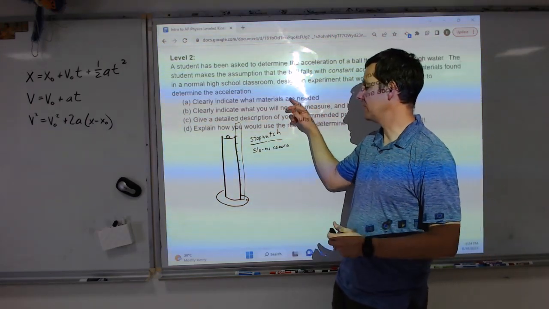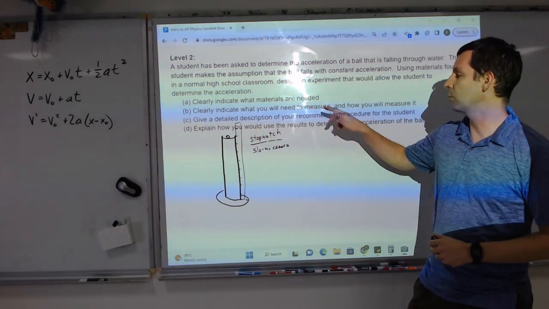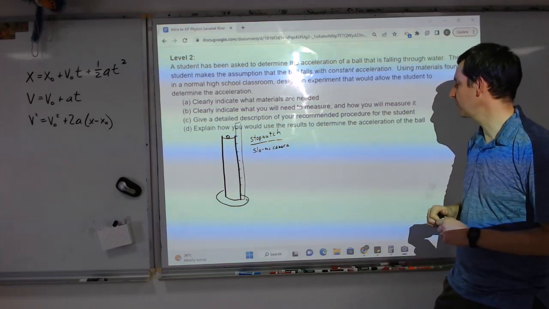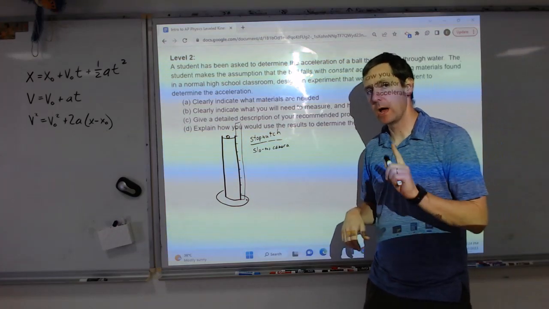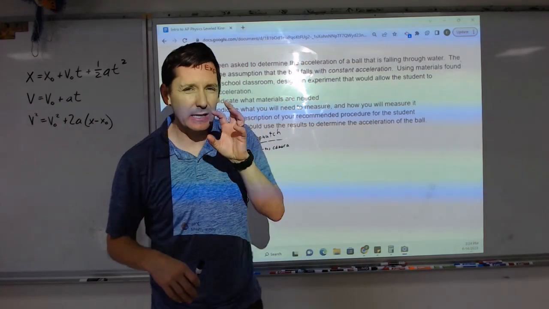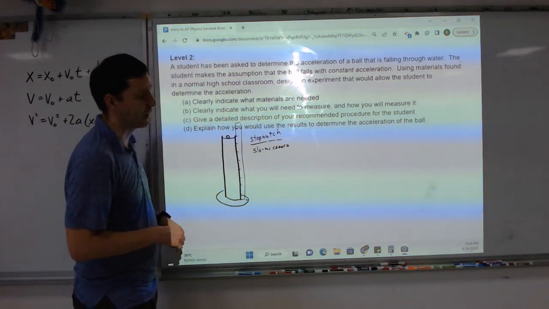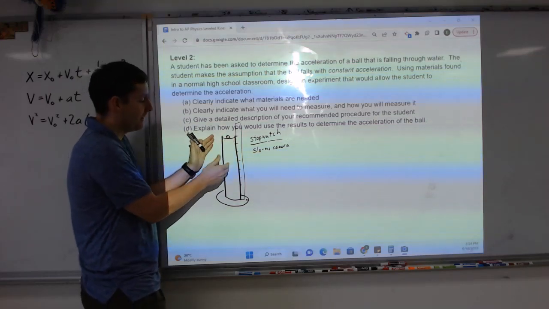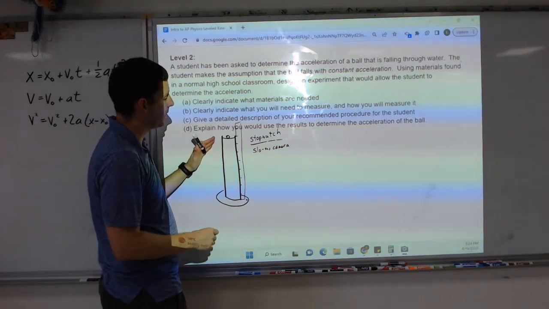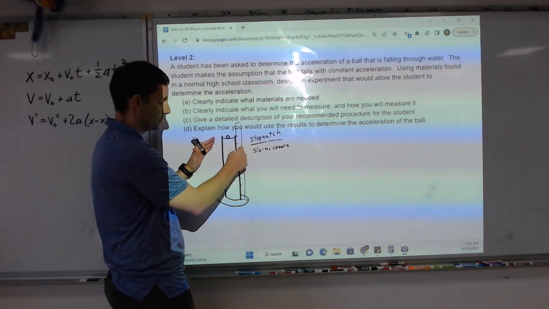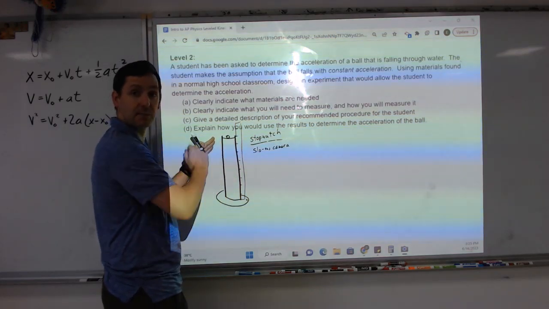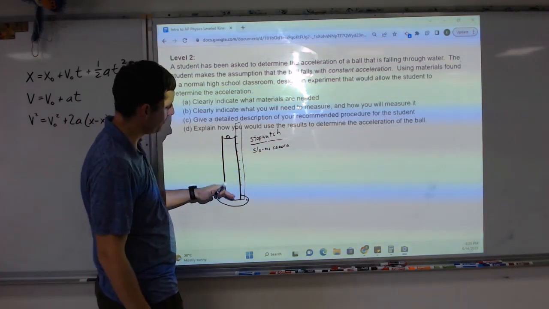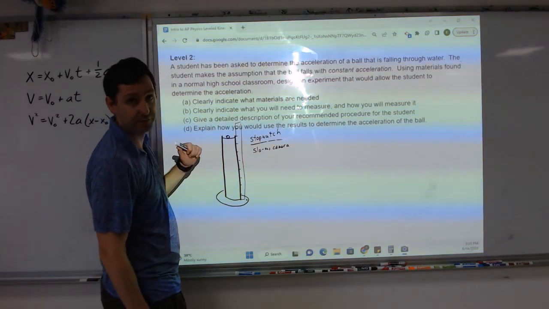All right, so we've talked about what we need. We've talked about what we need to measure. Letter C, give a detailed description of your recommended procedure for the student. Now, here's where it's going to be important that we really, really give some detail. So we fill up the container to a specific level. You may fill it all the way up to the top, or you may say, I'm going to fill it up to 50 centimeters because that's going to make my measurement easier later. It's totally up to you how you want to do that, but be very clear how much you're going to fill it up.